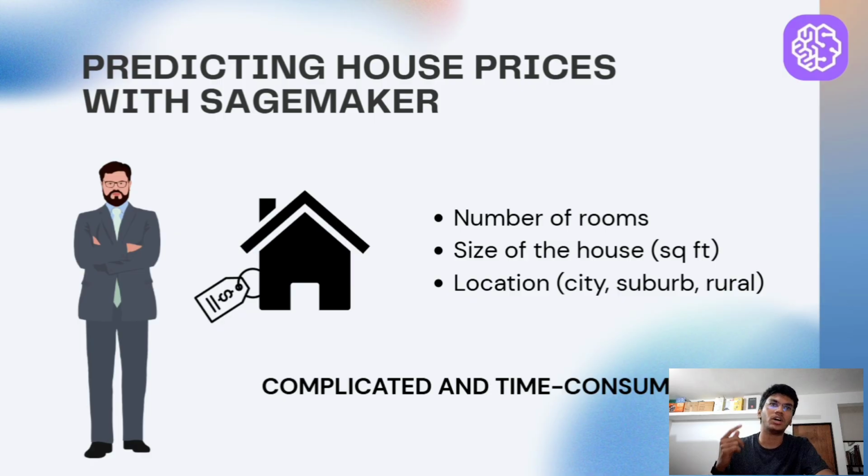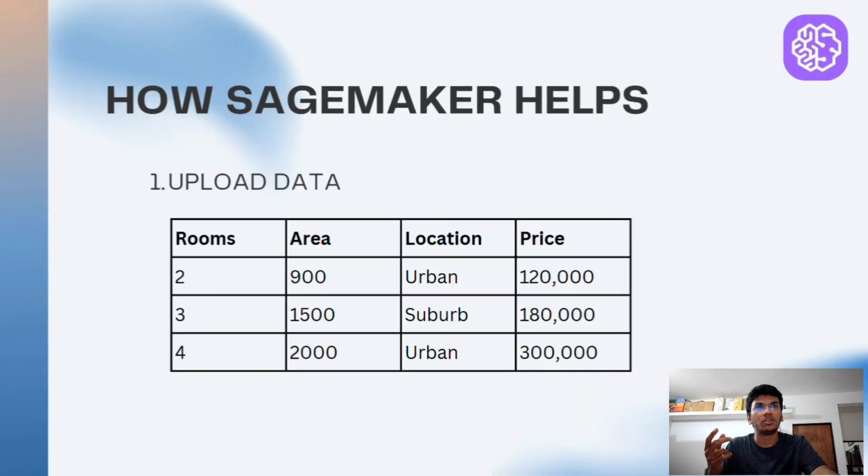First thing is you upload the data. You upload your housing dataset, like an Excel or CSV file, into Amazon S3, the cloud storage. As you can see on the screen, there is example data with the rooms, the area where each house is located, the price, and how much area the house covers.